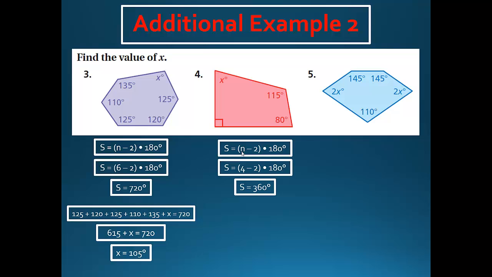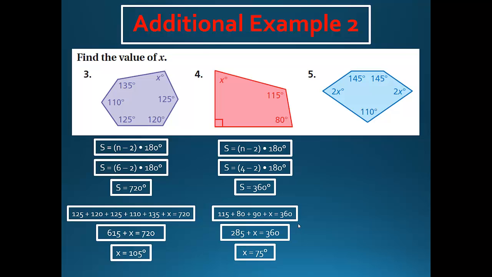Now we're going to go ahead and write our equation. And we're going to have 115 plus 80 plus 90 plus x equals 360. Now when I solve this equation, 115 plus 80 plus 90 equals 285. So I have 285 plus x equals 360. And when I solve for x, I get that x equals 75 degrees.